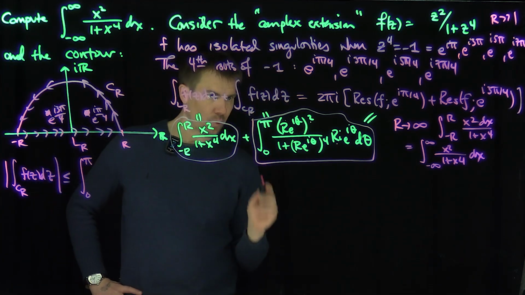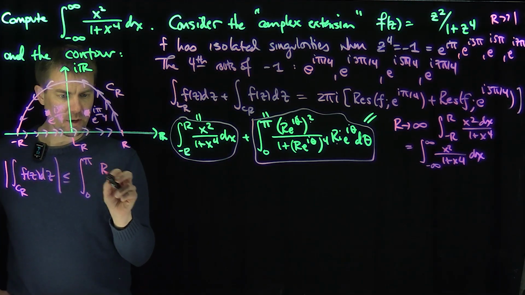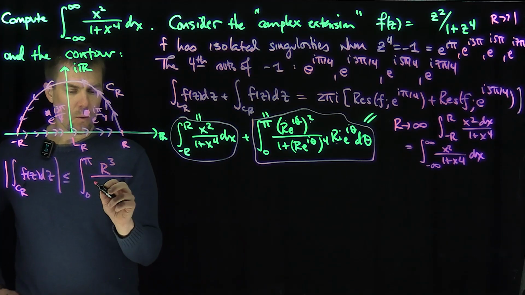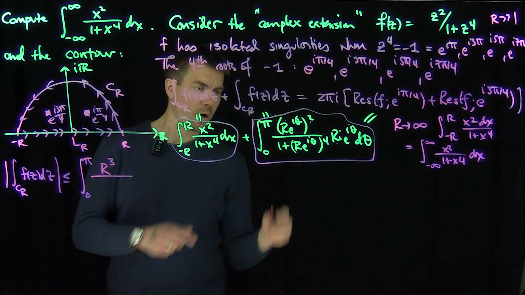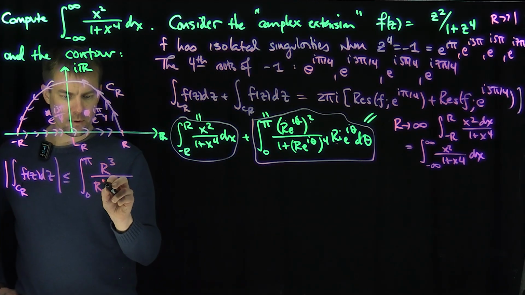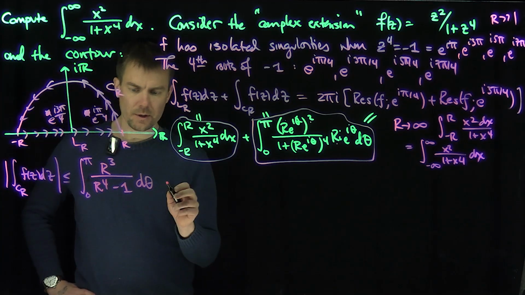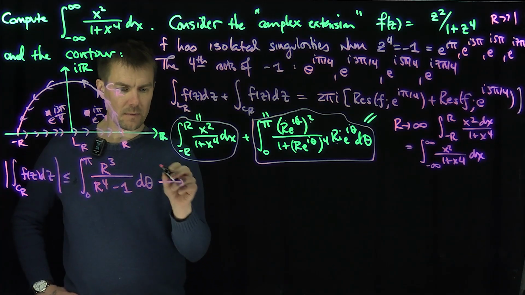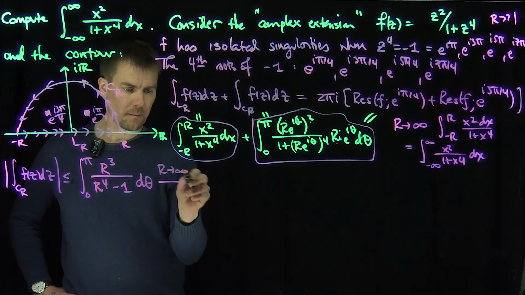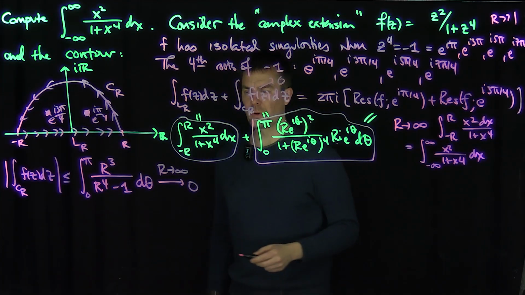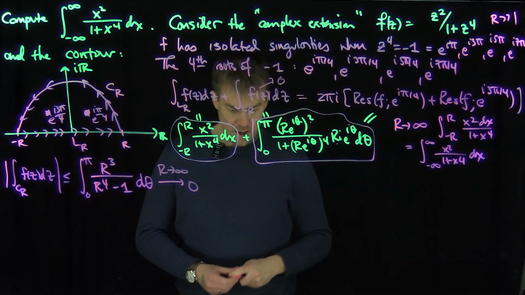So all those e to the i theta turn into 1s, and so I'm going to have what on top? I'm going to have r cubed on top. Okay, beautiful. And then what on the bottom? Using the triangle inequality, I can say it's r to the fourth minus 1, d theta, right? And of course, this clearly goes to 0 as r goes to infinity. So this contribution tends to 0 as r goes to infinity. Okay, beautiful. Now, I should compute these residues.